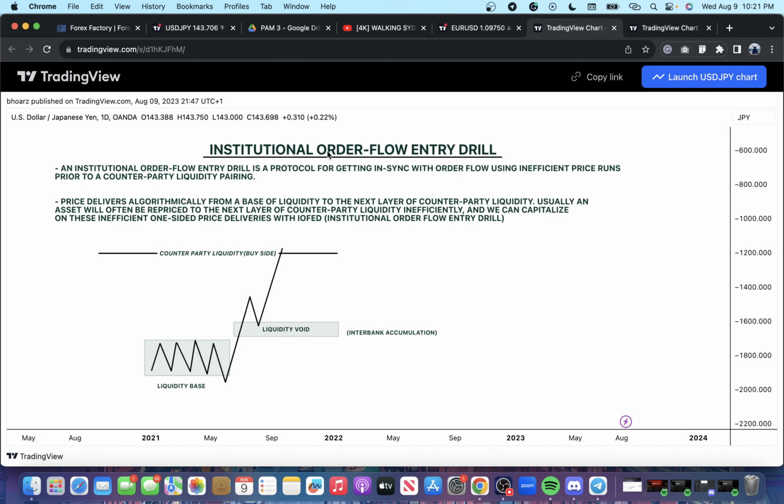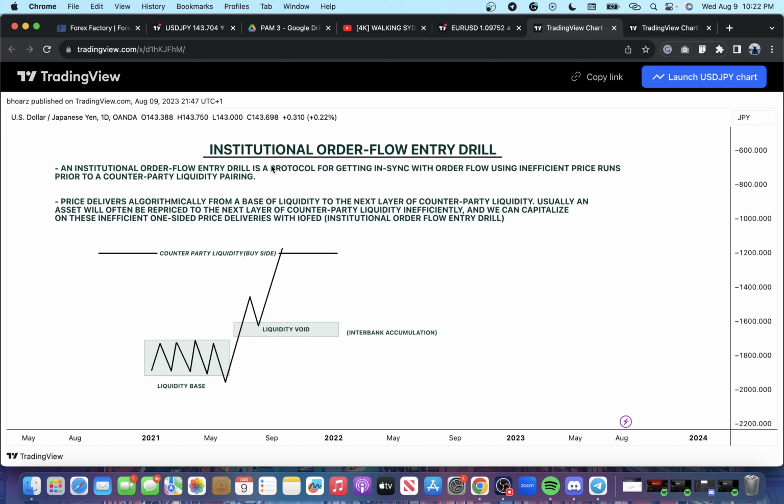So, as price delivers algorithmically from a base of liquidity. A base of liquidity essentially is a range in which transactions occur in price. We don't know what kind of transactions are occurring because we don't have access to that kind of information. We're not privy to who is transacting at a certain level or what kind of orders are coming in. But we can know just by the nature of price delivery if there's a transaction in the marketplace. And usually that would happen inside ranges.